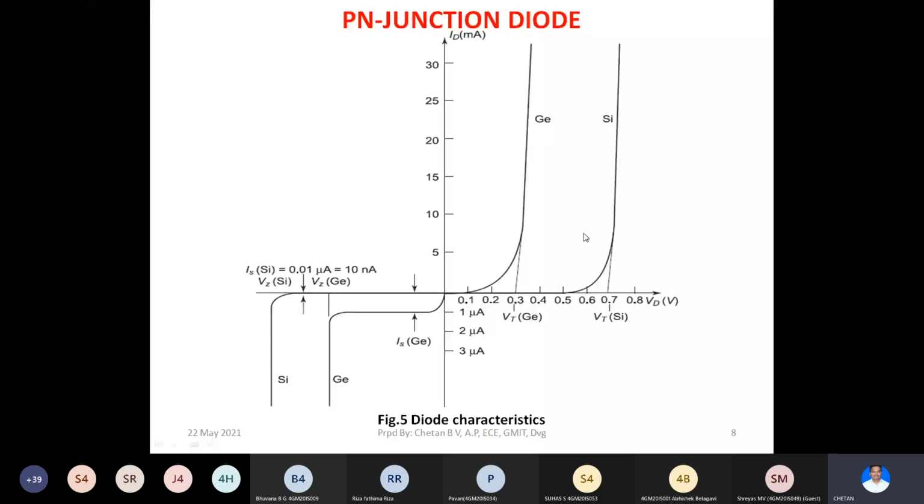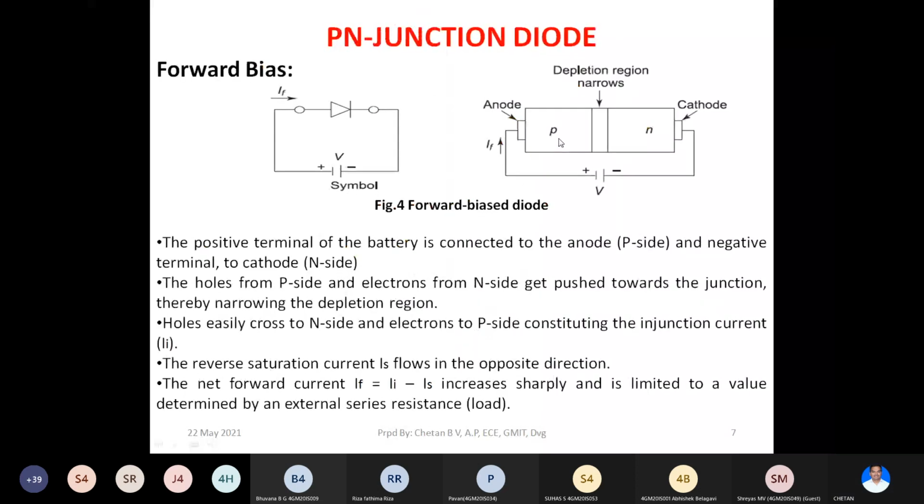Here there are two characteristics. You can see the two curves here. One is for a germanium diode, the second one is for a silicon diode. On the x-axis you can see V_D. What is V_D? V_D is the voltage across this diode. That is, if you measure the voltage with the help of a voltmeter between this point and this point, that is your V_D. That is called the forward voltage or voltage across the diode.